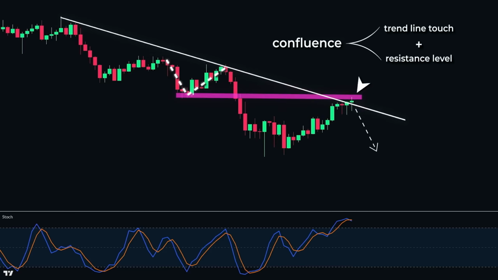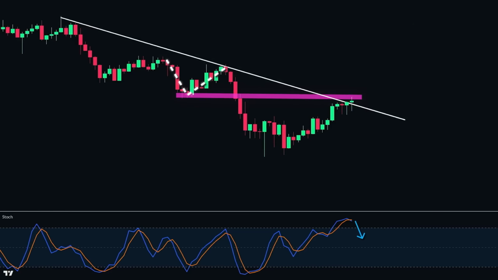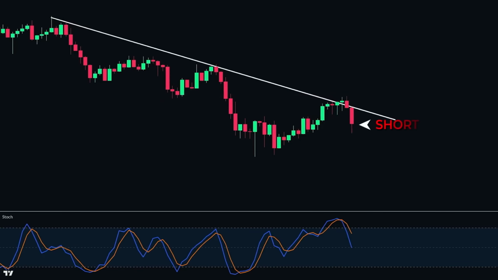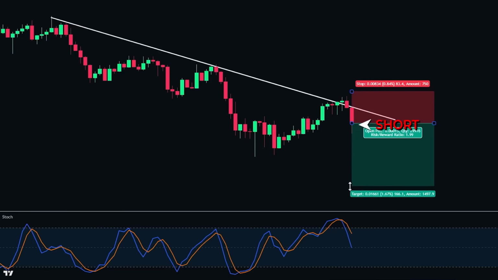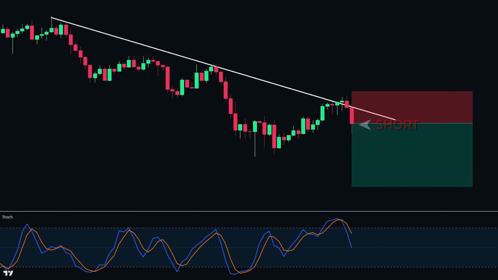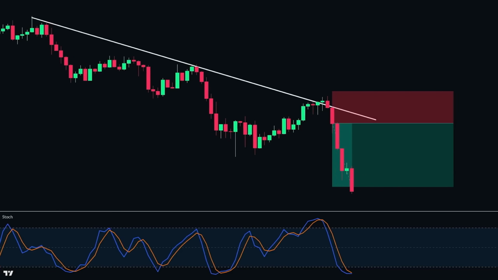For the final entry confirmation, we wait for the stochastic line to cross back inside the overbought level. Once that happens, we take a short position next. We can place a stop loss slightly above the swing high and the take profit at 2 times the size of our stop loss. And as you can see, price dropped perfectly and hits our take profit.